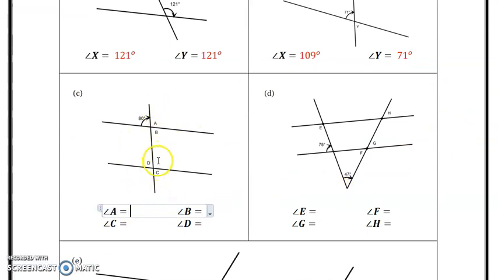So that means that A would equal 100 degrees. And then we have B. A and B are called supplementary angles. We have a line through here, the transversal. So the two angles on the line would have to equal 180 as well.